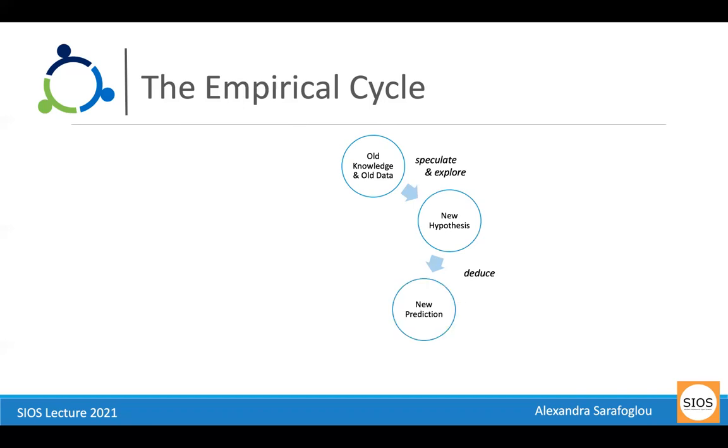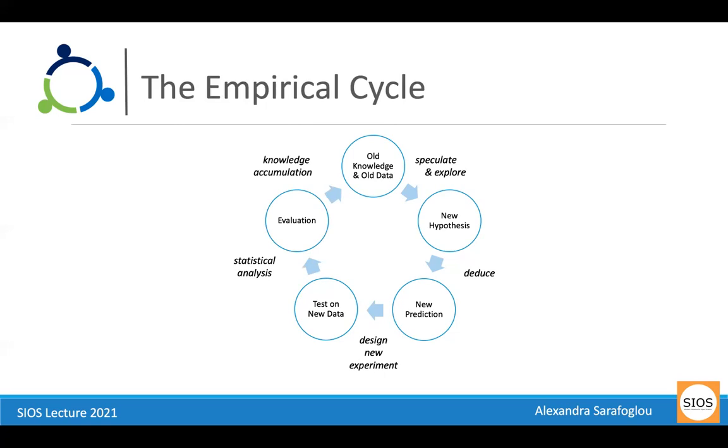Based on this, you deduce your new prediction, and then in order to test the prediction, you design a new experiment. And what you then do is you're testing your prediction on this new data set that you collected based on the experiment you designed. And we do this by means of statistical analysis. And then the evaluation happens, where based on the new data that we collected, we see whether the hypothesis holds or not. And then this knowledge that you gained accumulates into our old knowledge database, and then the cycle continues.